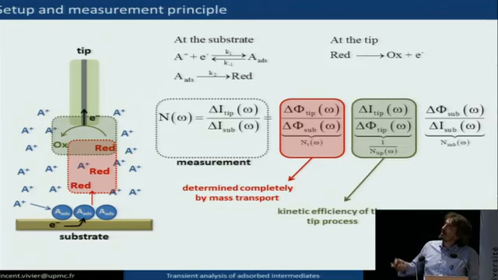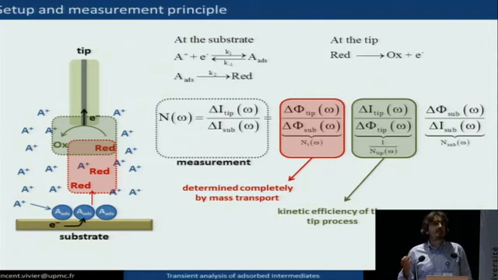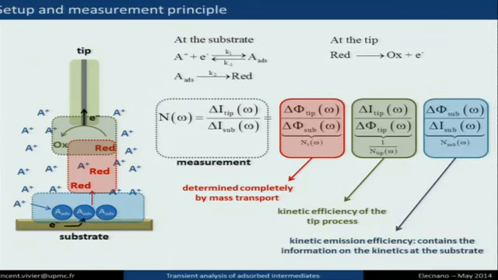The second one is the kinetic efficiency of the tip process. So if we choose a fast system for the tip reaction, this term is constant. And then this one is the kinetic emission efficiency of the substrate, and it contains all the information on the kinetics at the substrate. And this is the term in which we are interested.